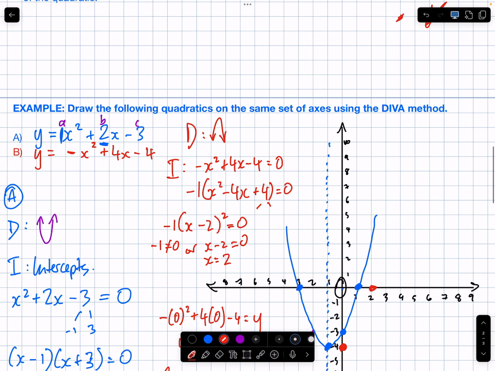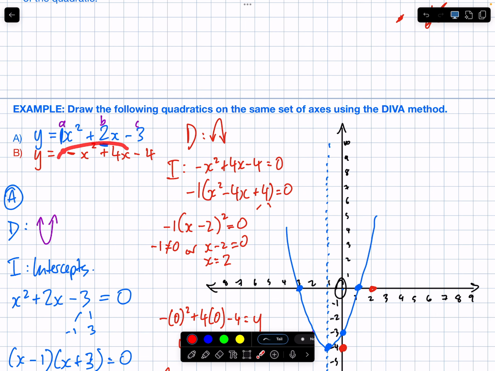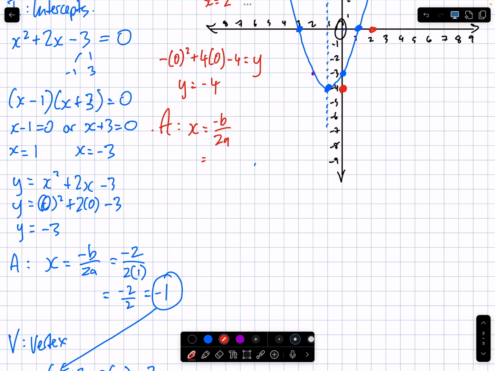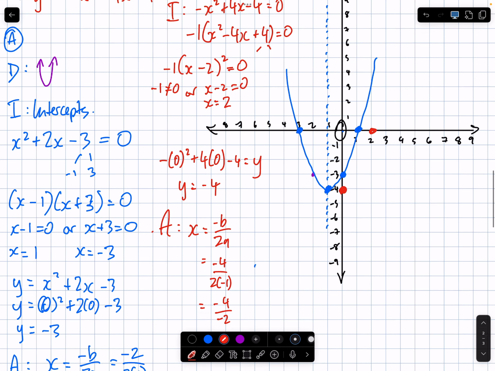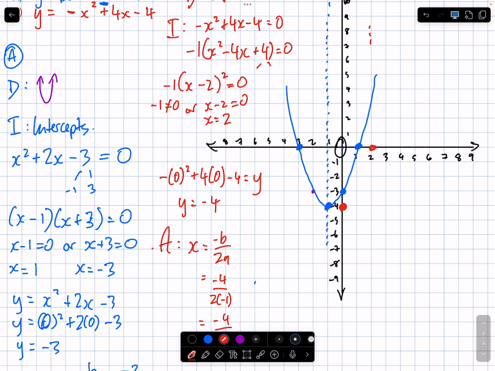What was b in this equation? What's the number in front of x? 4. So it's going to be negative 4 over 2 lots of negative 1. Negative 4 on negative 2. What's negative 4 divided by negative 2? So the axis of symmetry is going to be here at positive 2. Which makes sense because isn't that where it touches? It touches at 2.